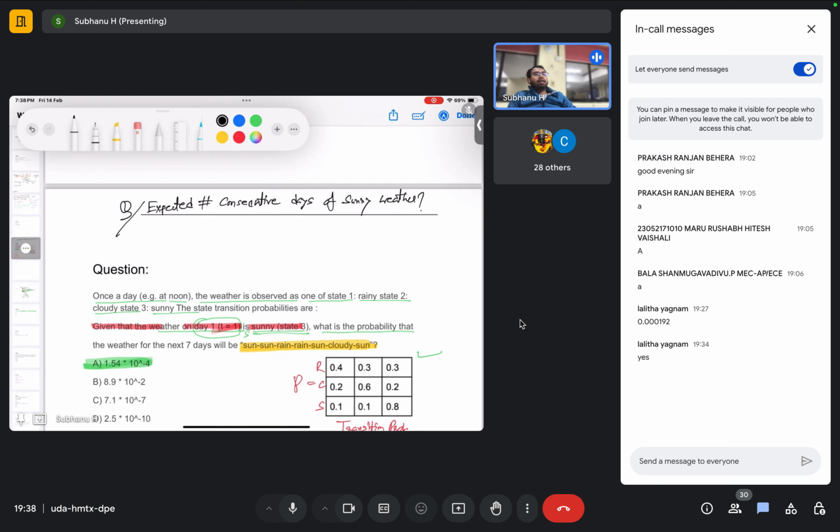So what we are interested in is the expected number of consecutive sunny days before transiting to another state. So we have to use the expected time in a state formula. For a Markov process, the expected number of consecutive days in state S before transiting into the other state has a formula which is given by S is equal to like this.